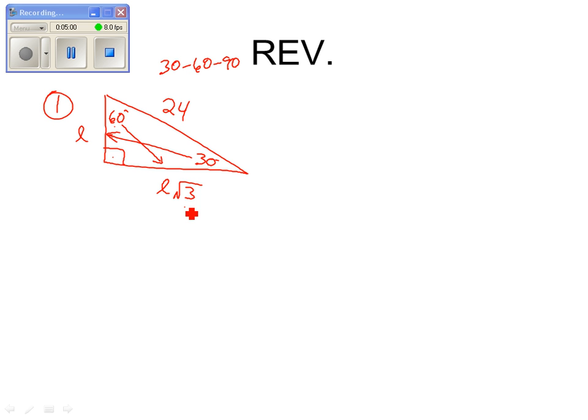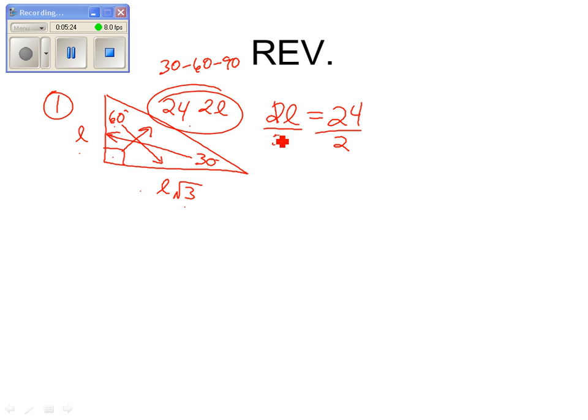Please make sure you don't mix that up. It's always square root of 3. And the side across from the right angle is always 2L. The only one that they told us anything about was this one. So that's where I get my equation from. My equation is what I labeled it and what they told us. So 2L equals 24. Divide by 2.